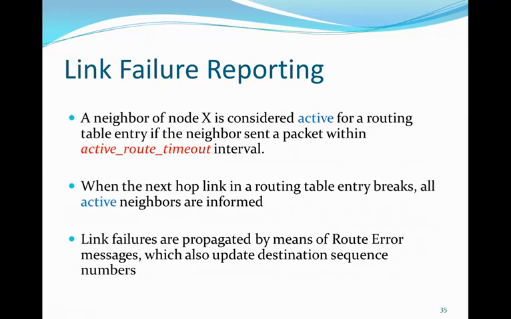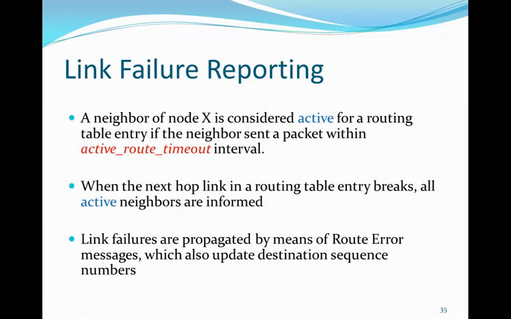So we can consider a node as an active node if it is participating properly and sending or sharing beacon messages about its status, that it is alive or available. When the next hop link in a routing table entry breaks, all active neighbors are informed. Whenever the next hop link in a routing table entry goes down, it is the responsibility of the node to inform its neighborhood nodes.